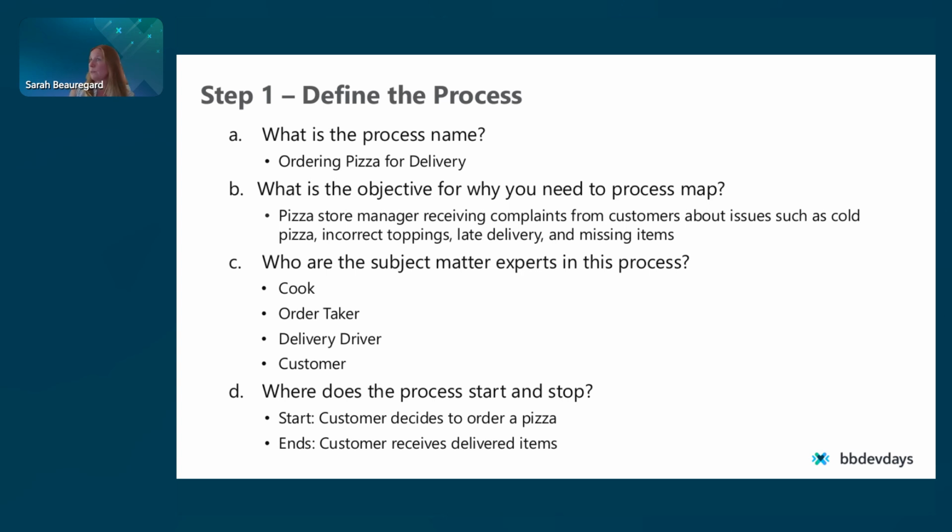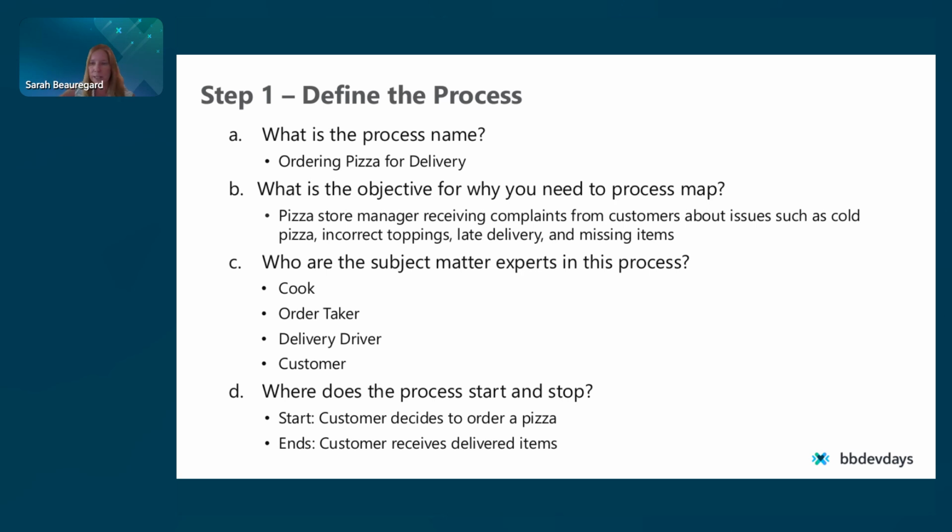So the subject matter experts in this process that I'm going to involve in the process mapping exercise are the cook, the order taker, the delivery driver, and the customer. So I'm going to have somebody who can represent the customer perspective participating with me as well. When we define where the process starts and stops, the start of this process is when the customer decides to order a pizza, and the process ends when a customer receives their delivered items. Okay, so that's kind of our setup.